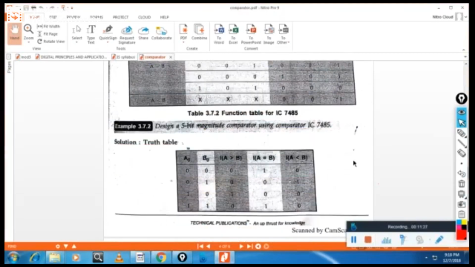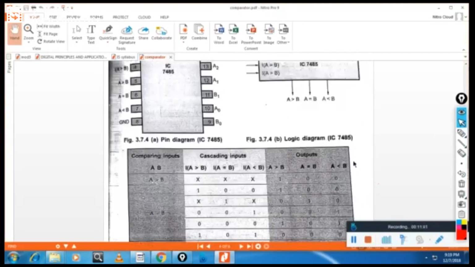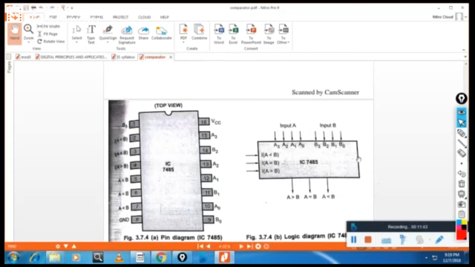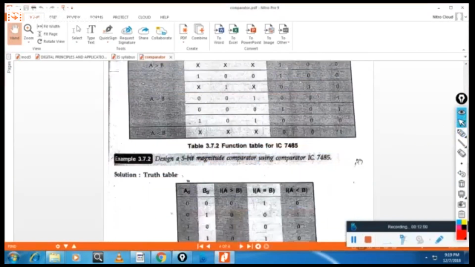Now design a 5-bit magnitude comparator using 7485 IC. 5-bit. We have already a 4-bit IC, a 4-bit comparator is there. You have to cascade a 1-bit comparator with it, and that will design a 5-bit comparator. So the design part is very easy here.